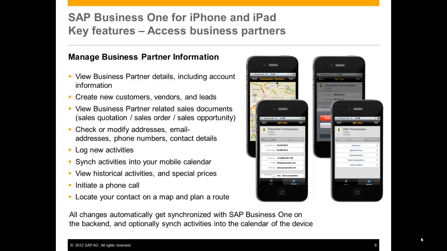Whilst you're looking at the business partner record, from that screen you can initiate the phone call from your iPhone, and you can also utilize the integration with the mapping capabilities and the location aware capabilities of the iPad and the iPhone. Locate your contact on a map and plan out a route to get there. And of course, again, right throughout the entire application, any changes that are being done will automatically get updated into SAP Business One on the back end, and then again, optionally synchronize those activities into the device calendar.